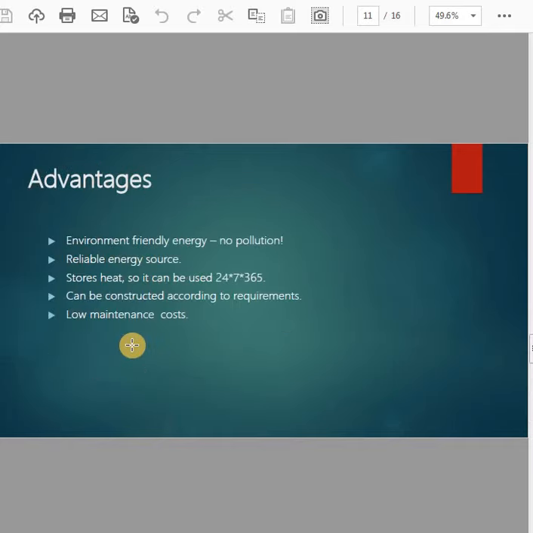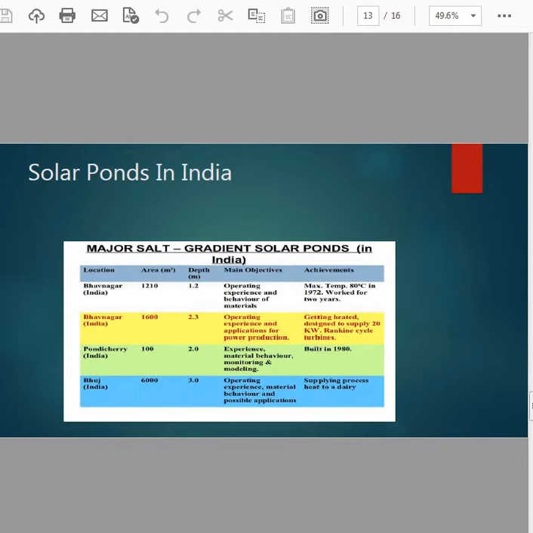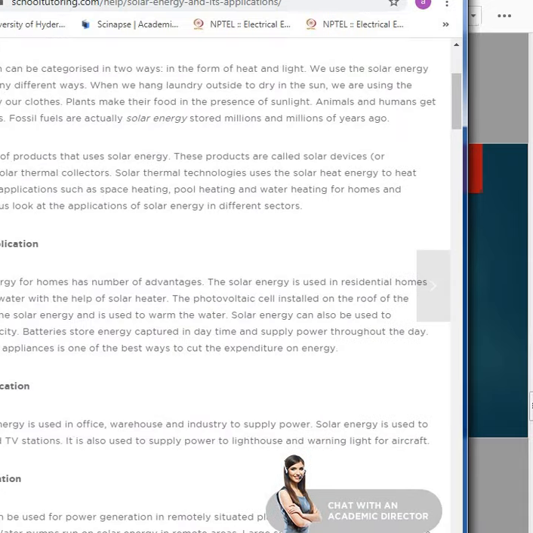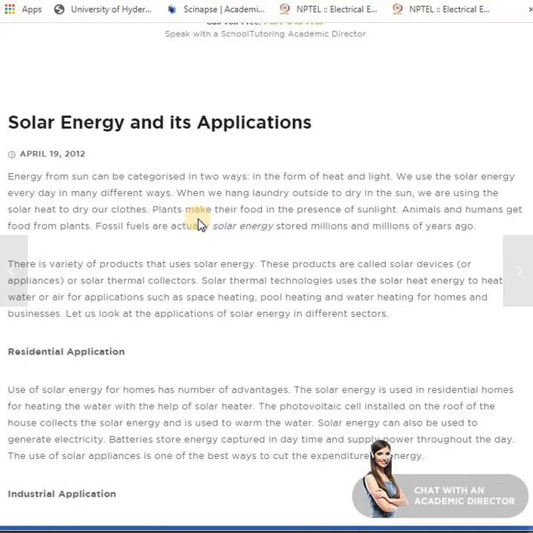Now after this we have the advantages of solar energy applications. So there are different applications of solar energy. Let's see what those are. Here are some of the applications of solar energy.